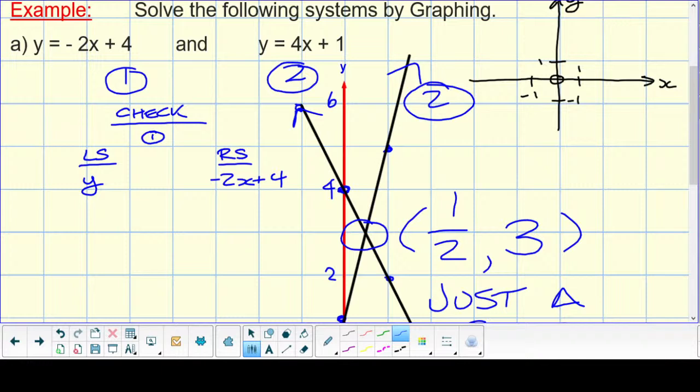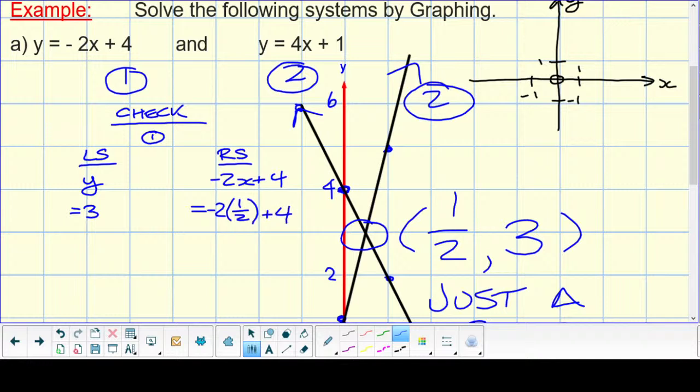Now, what am I going to put in for Y? What do you think? Clementine. Yes, why? Is exactly what it's called, point of intersection, and it's the Y value of it. Perfect. So we're going to say 3 equals minus 2 times a half plus 4, because that's just the x coordinate.